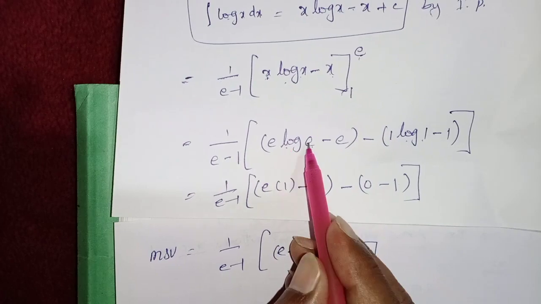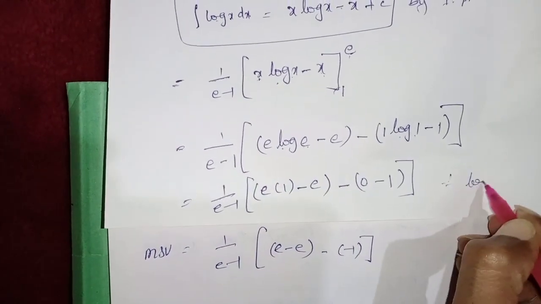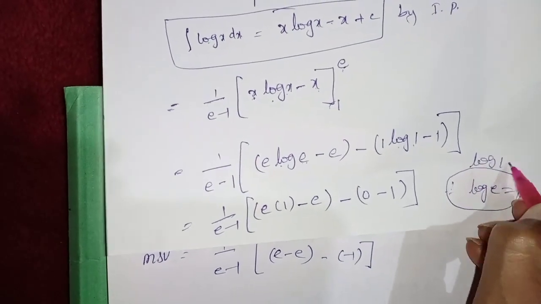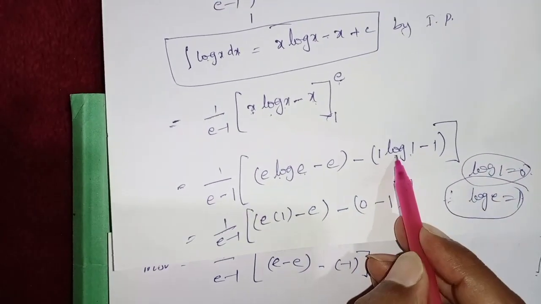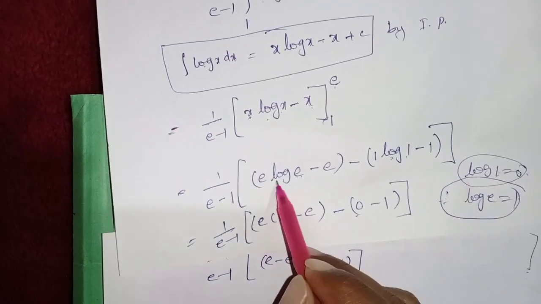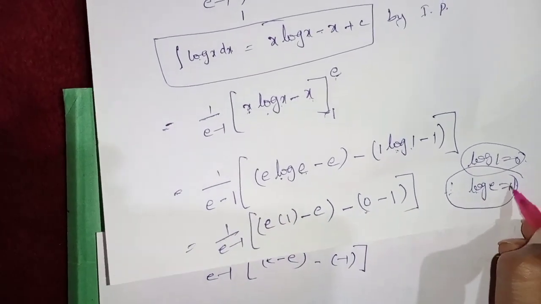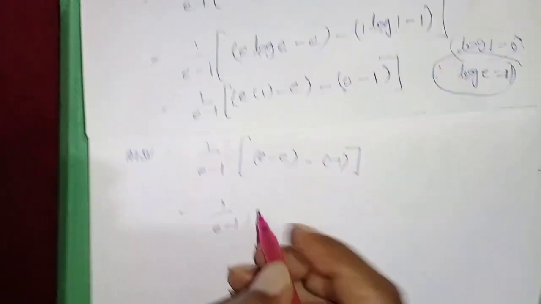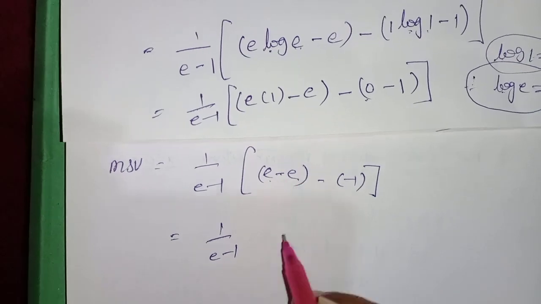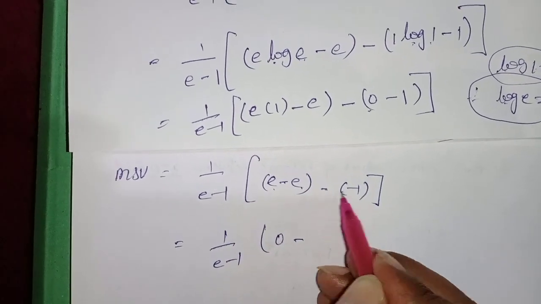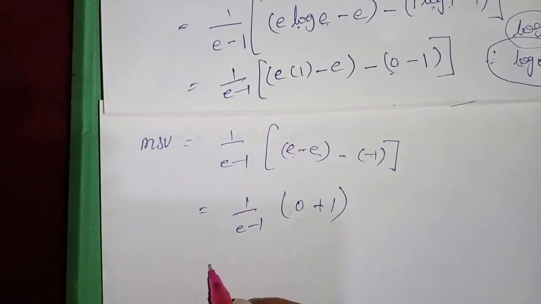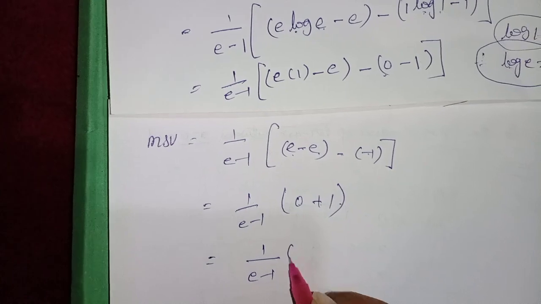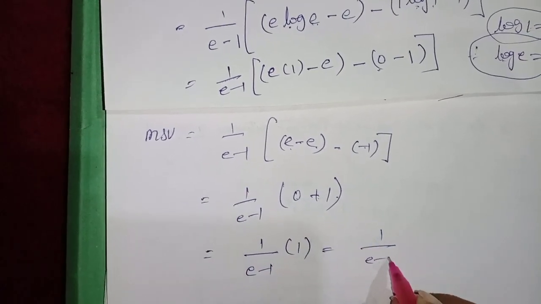See here, log e value is 1, at the same time log 1 value is 0. So that is equal to 1 by e minus 1, e minus e is 0, minus into minus is plus 1. That is equal to 0 plus 1 is 1, so 1 by e minus 1 into 1, that is equal to 1 by e minus 1.